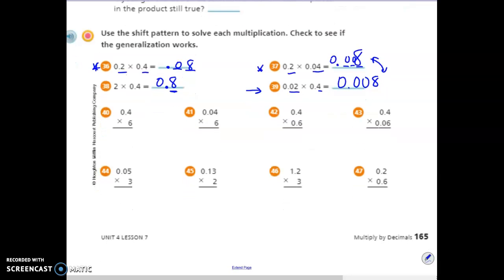All right, very quickly, I want you to try number 40 and 44. Pause the video if you need to. This one you should have gotten 2 and 4 tenths. 6 times 4 is 24, 1 decimal place. This one you should have gotten 0.15.